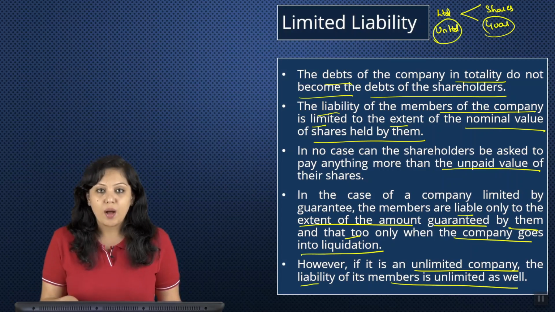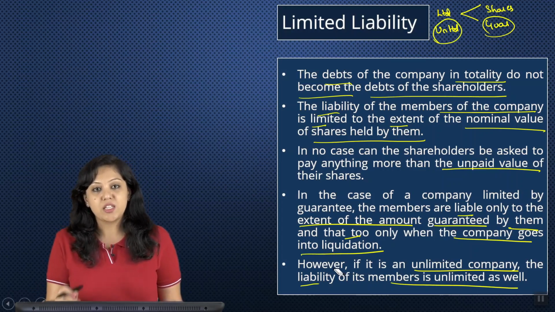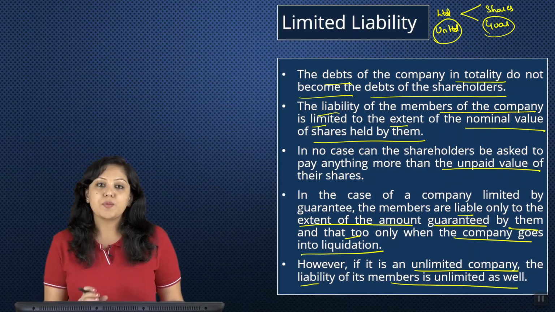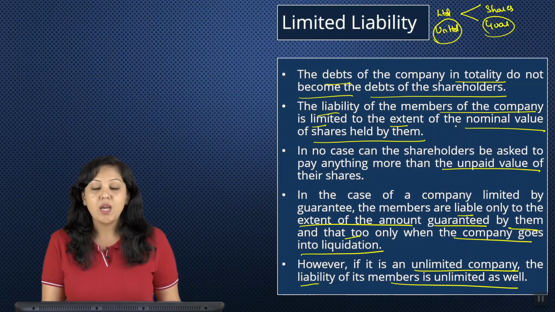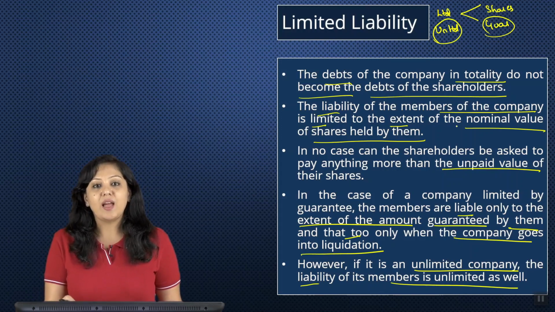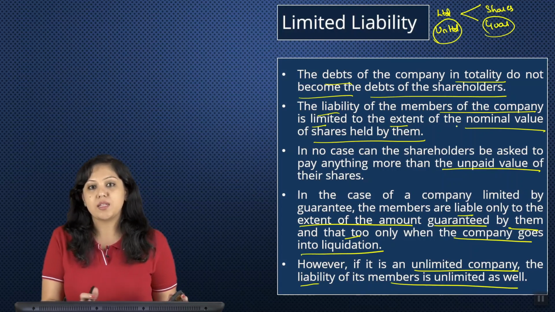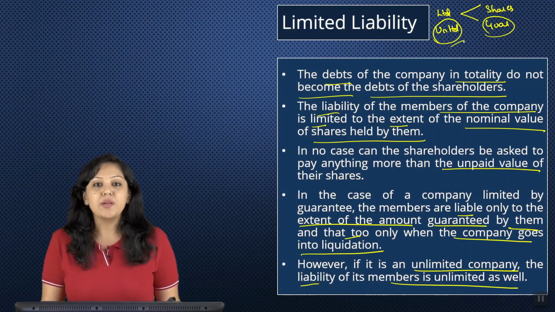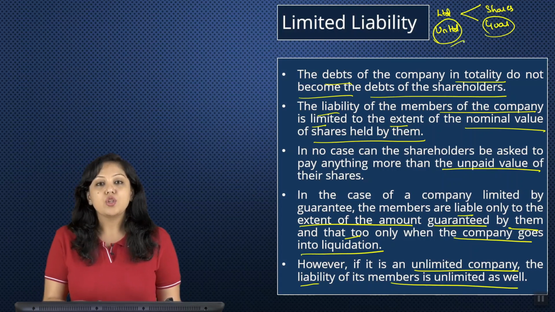If the company at the time of formation is registered as an unlimited company, that means the members who are subscribing to the shares of that company are agreeing that their liability is going to be unlimited. There is no limit on their liability. It might reach their personal assets also. If they are agreeing to start such a company, then the members' liability will become unlimited. So, this is the feature of limited liability.